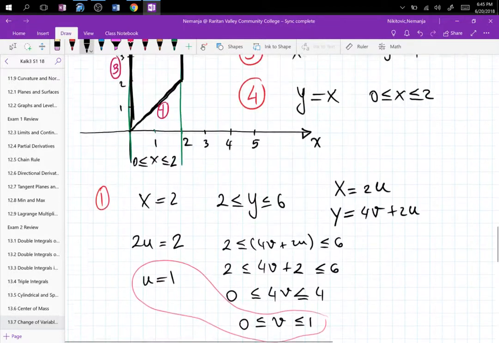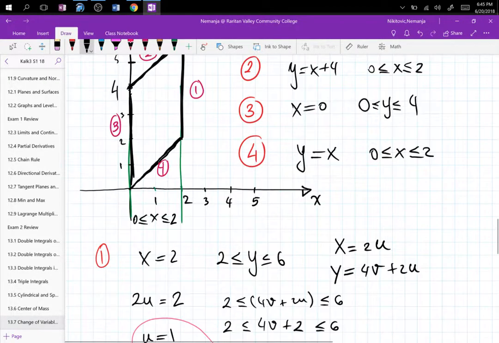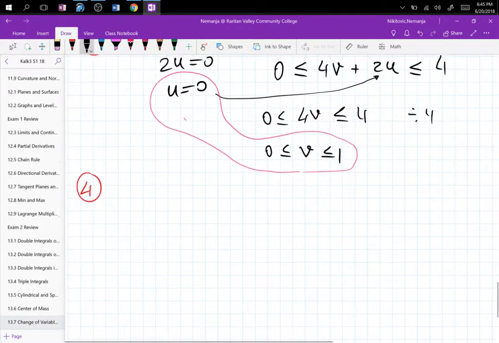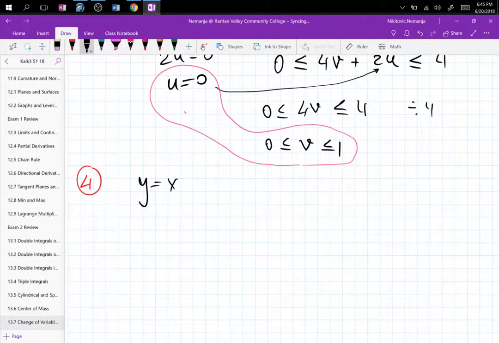Region 4, y equals x and x between 0 and 2. X between 0 and 2.